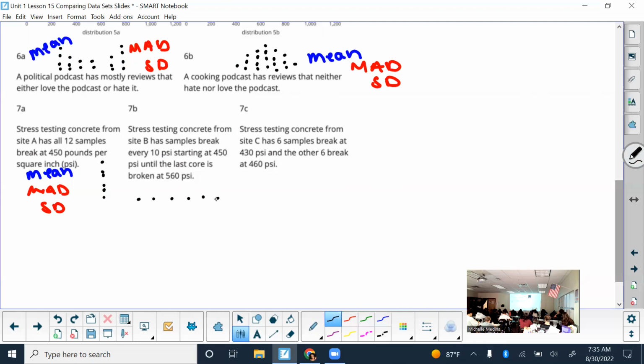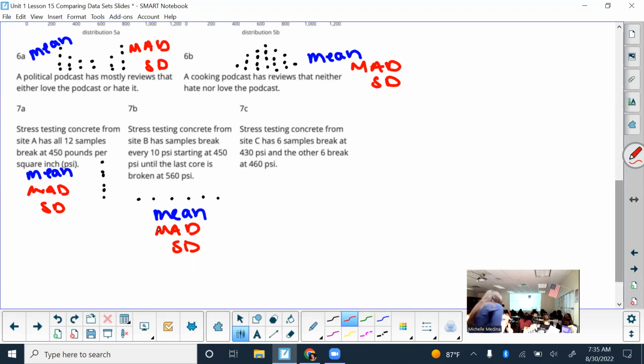So something like this, I didn't draw all the dots. Is that symmetric or not symmetric? So the best measure of center is mean. And therefore the best measure of spread is... good.